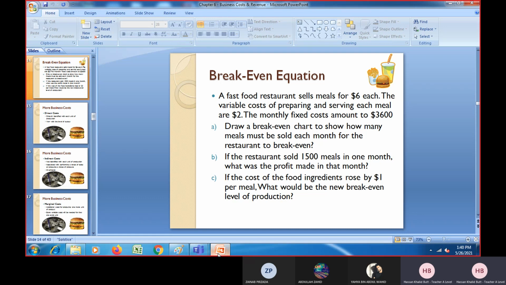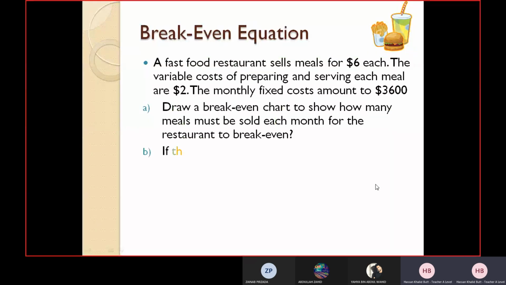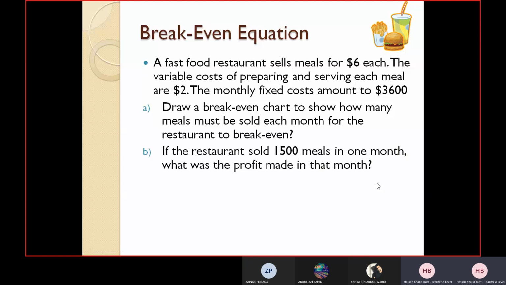Now next, part B: if the restaurant sold 1500 meals in 1 month, what was the profit made in that month? Can you calculate it? How to calculate it? Just let me know. If they sell 1500 meals, you know price is 6, variable cost is 2, and the monthly fixed cost is 3600. So you say, okay, Abdullah, you say 600 is the profit. Let's find it out whether Abdullah Zahid is correct or not.